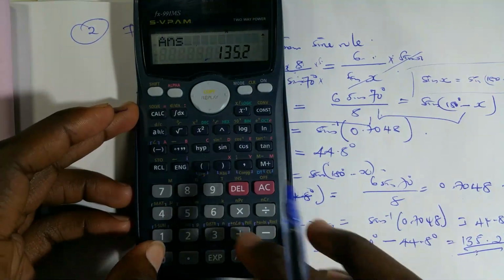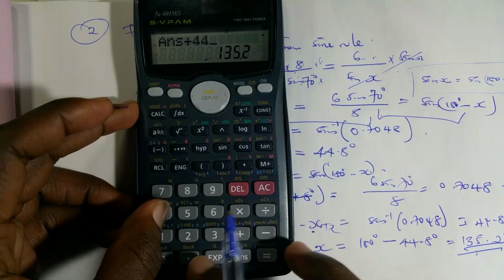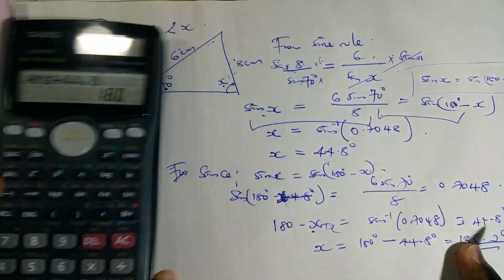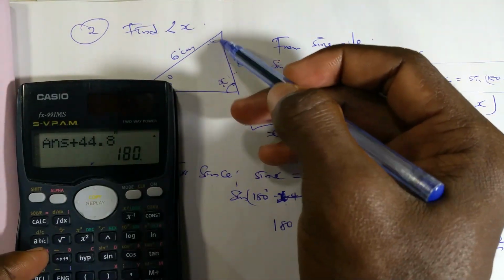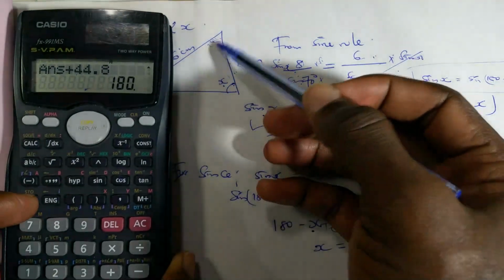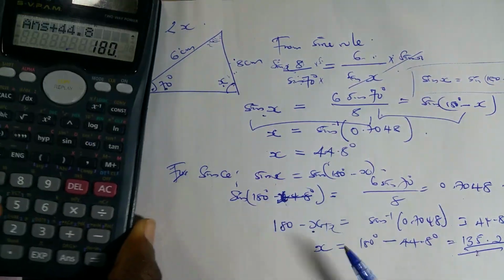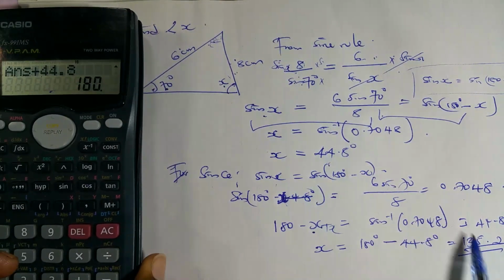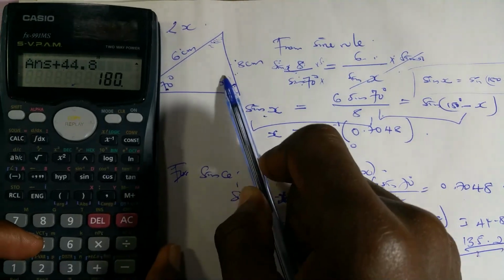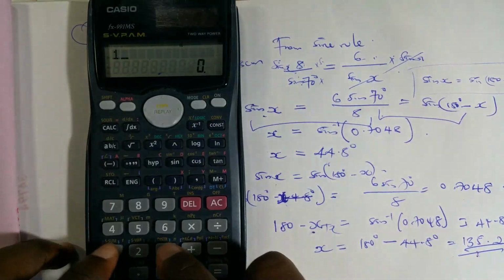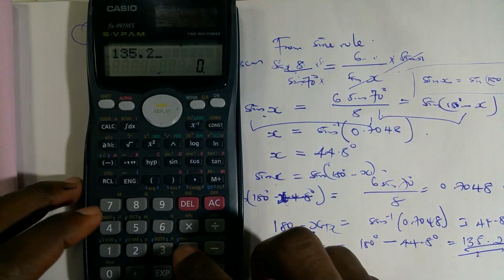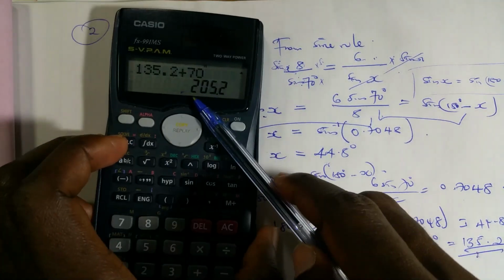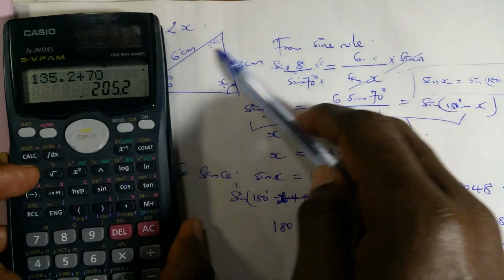135.2, let's just put answer plus 44.8. We have already 180. So that means literally this angle, there's no way we can get that angle to be 0. Besides, if you already add this to this angle, imagine our x is obtuse. We put that 135.2 here and we add to that 70. 135.2 plus 70, I think only two angles will already be beyond 180 degrees. It is 205.2. That means we have not even considered this angle.